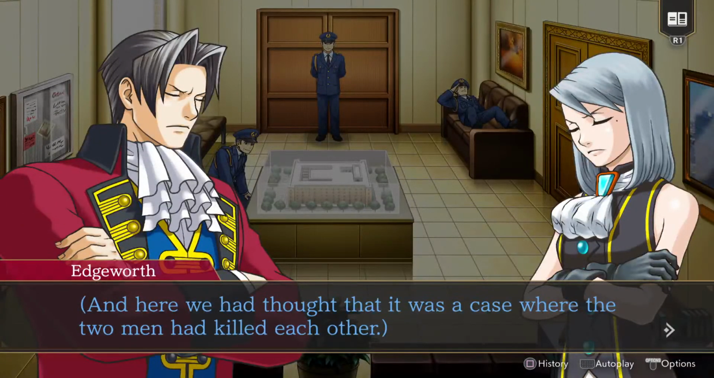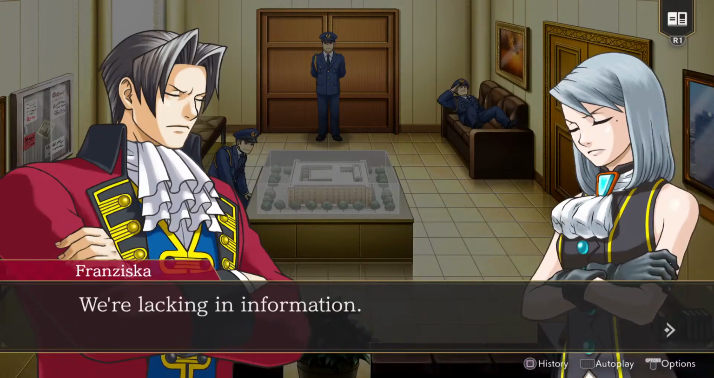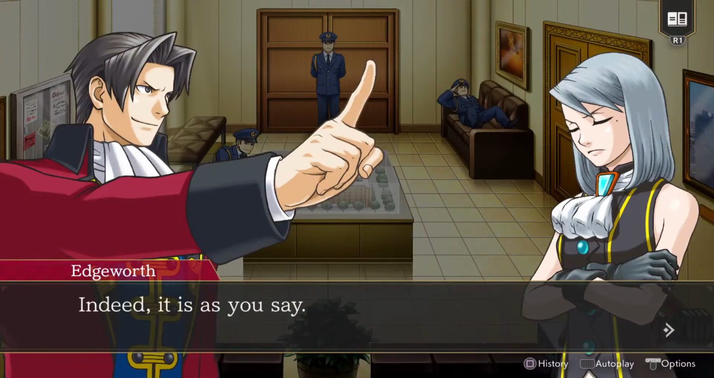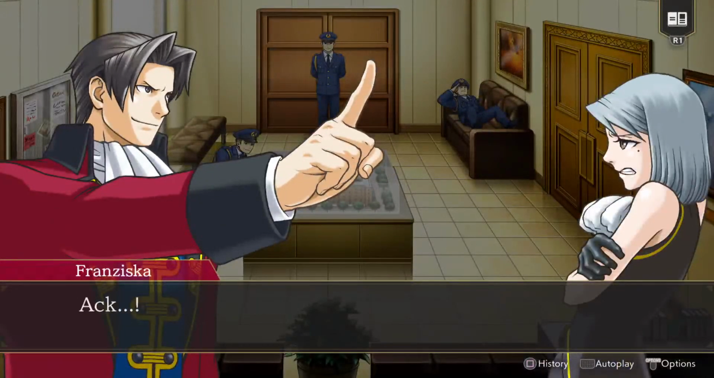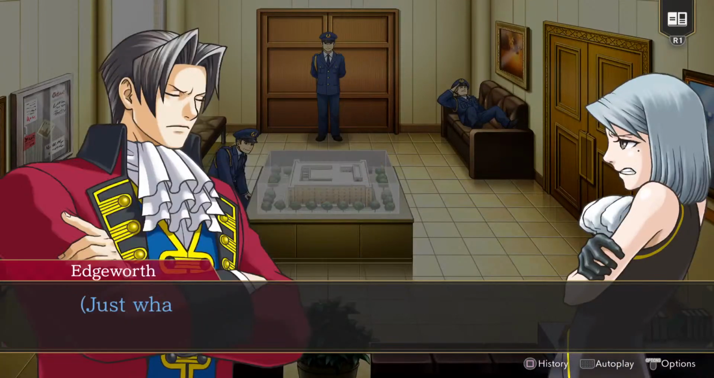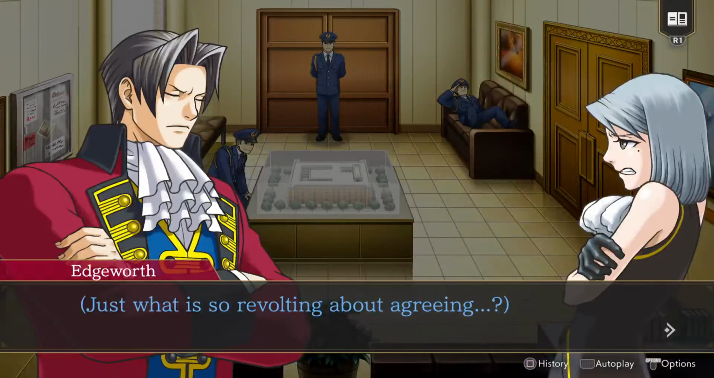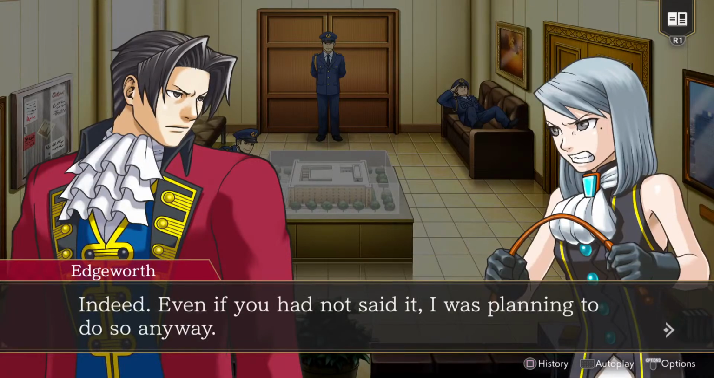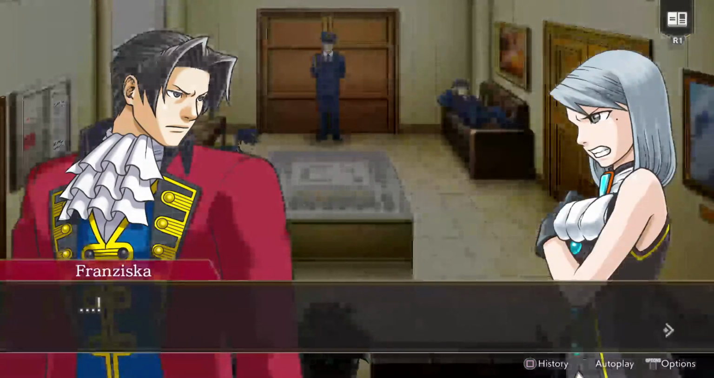And here we have thought that it was a case where the two men had killed each other. We're lacking in information, and as a Von Karma, I can hardly call this a perfect investigation. Indeed, it is as you say. I can't believe we agree on something. Just what is so revolting about agreeing? Anyway, our first move should be to speak with everyone related to this case. Indeed, even if you had not said it, I was planning to do so anyway.